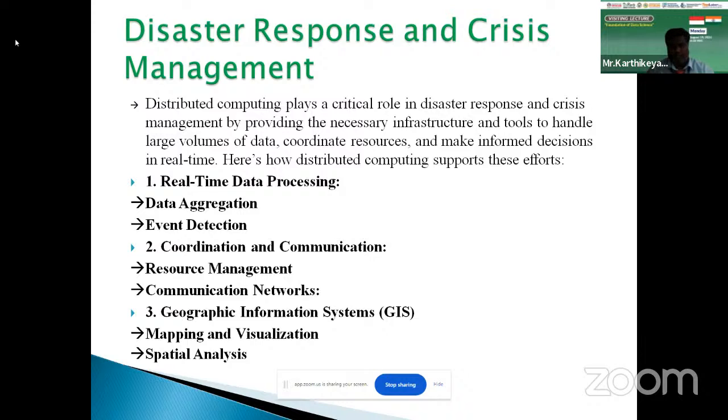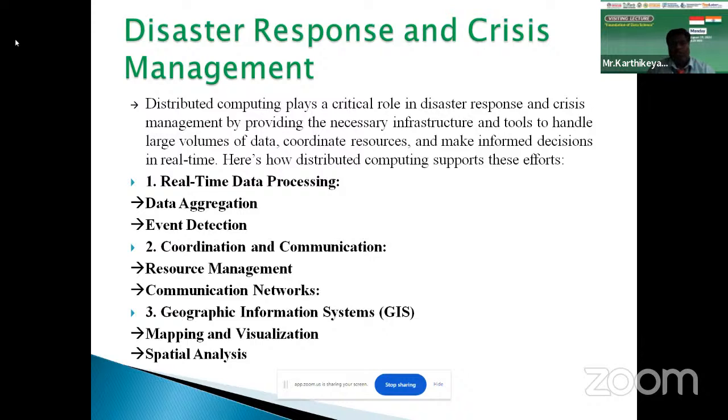And the third, disaster response and crisis management follows the geographic information system, which means GIS. GIS covers mapping and visualization and spatial analysis. Mapping and visualization is used to create and maintain detailed maps and visualizations of affected areas. GIS platforms process and visualize geographic data from satellites, drones, and ground surveys, helping responders understand the scale of the disaster and plan their investments.